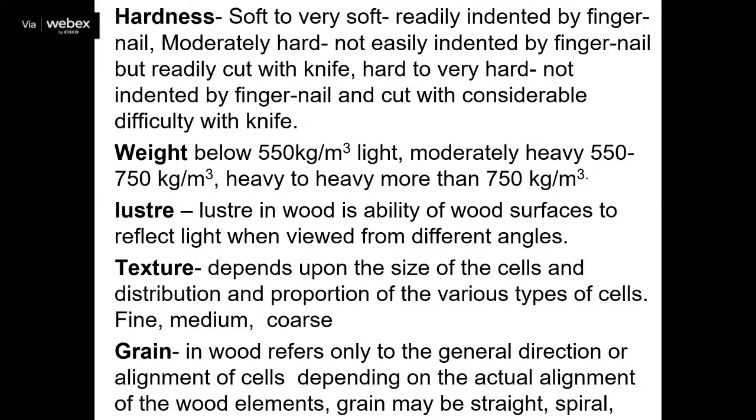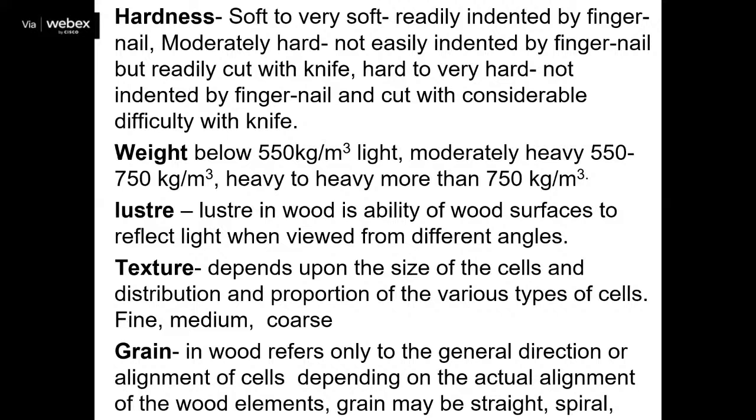Weight, we classify under 3 categories. Below 550 kg per cubic meter is light. Moderately heavy means 550 to 750 kg per cubic meter. More than 750 kg per cubic meter comes under the heavy group. Then luster we have to see. Luster in wood is the ability of the wood surface to reflect light when viewed from different angles.